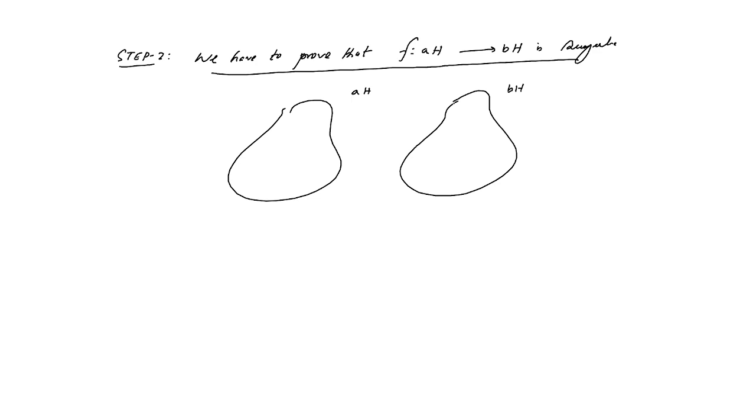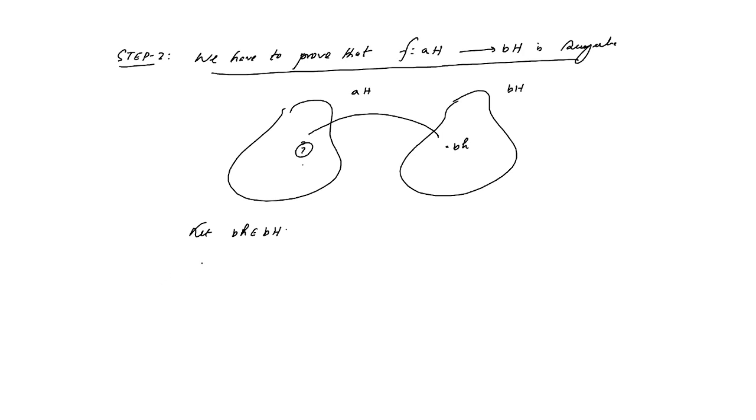So we will take an element from here. So the element is BH. We will show a pre-image exists here. So let us choose an arbitrary element BH belongs to capital BH. Okay.